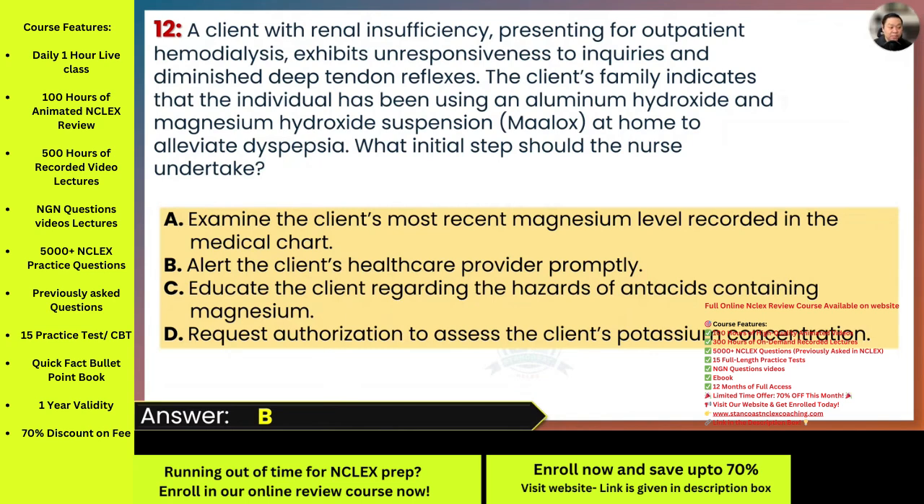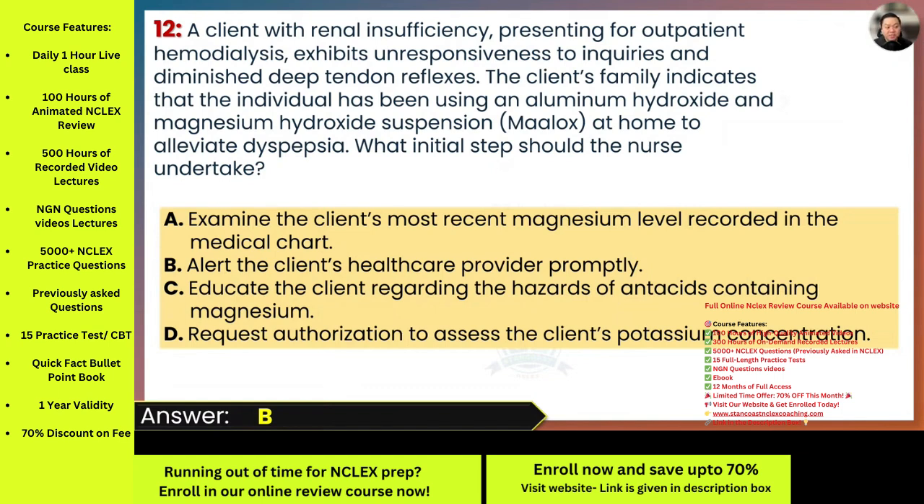Now, letter D is also incorrect. Request authorization to assess the client's potassium concentration. Well, we know that potassium is another key electrolyte to monitor in renal failure, but the client's symptoms, such as the unconsciousness and decreased reflexes, do not match potassium or hyperkalemia. Instead, the manifestations are pointing to hypermagnesemia. And so checking the potassium would not be the most urgent step this time.